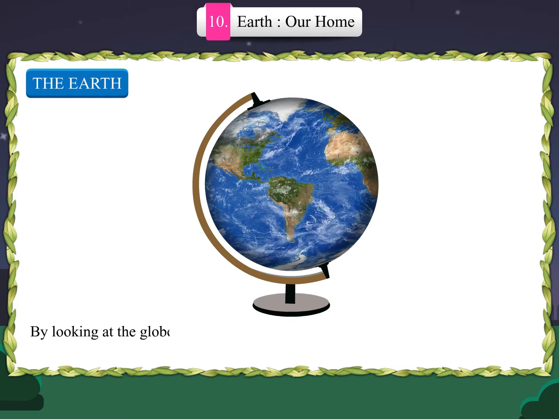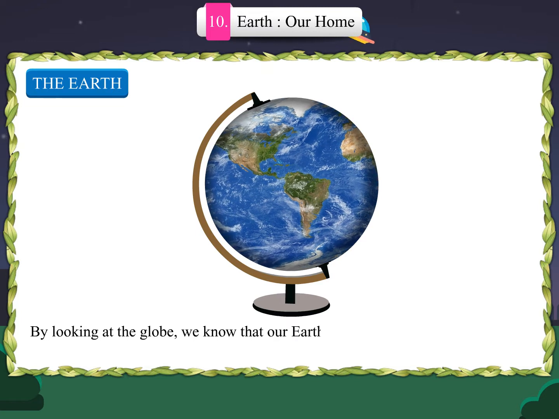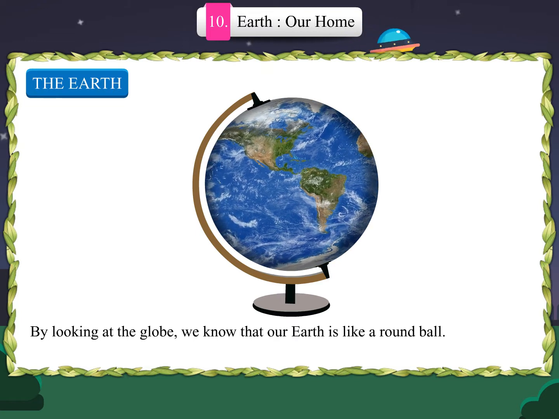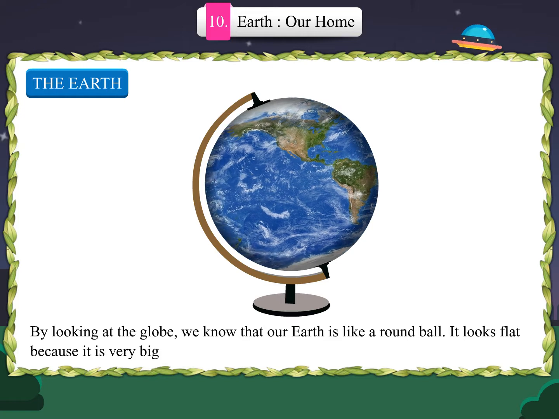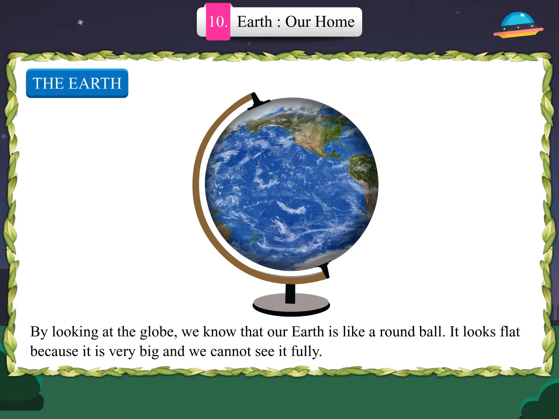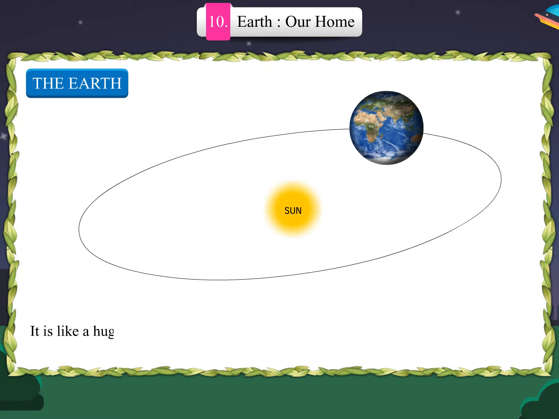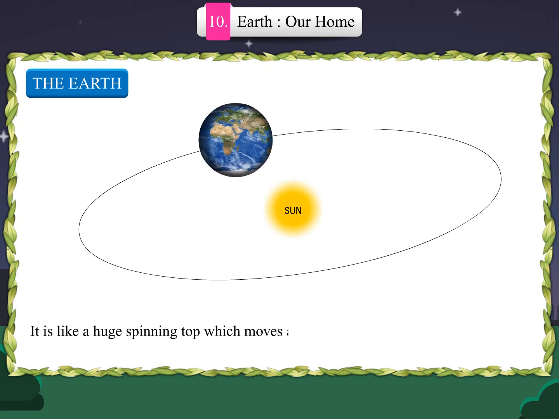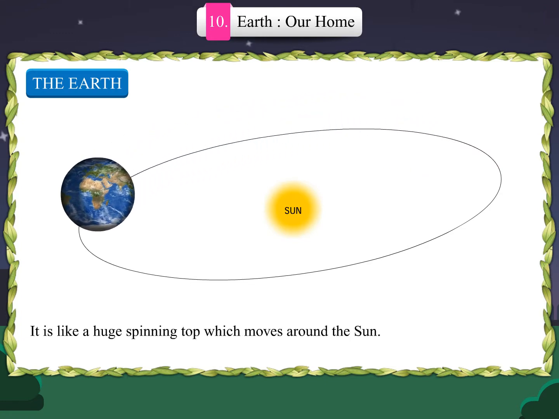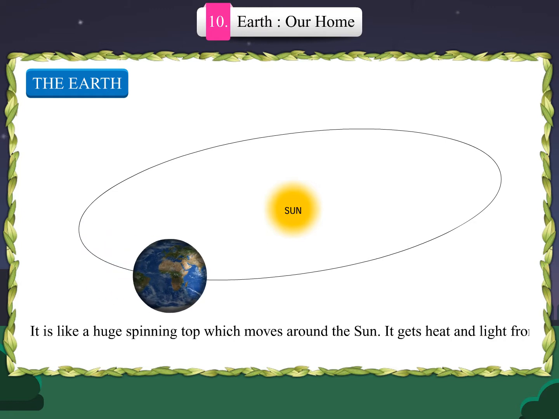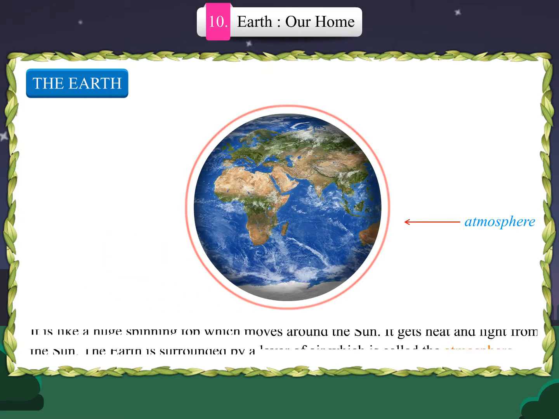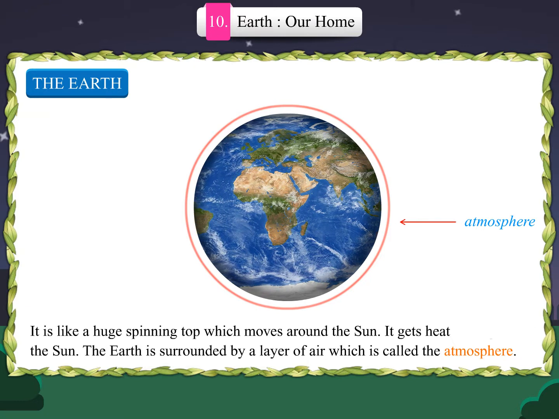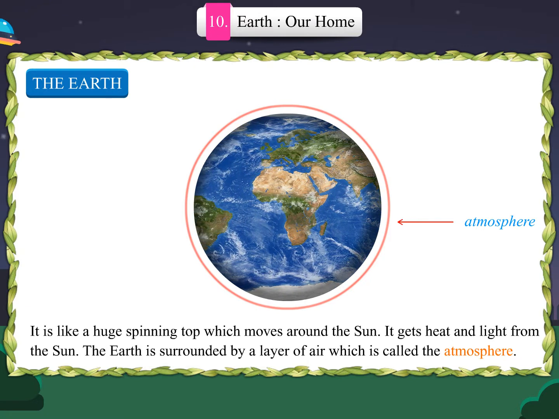By looking at the globe, we know that our Earth is like a round ball. It looks flat because it is very big and we cannot see it fully. It is like a huge spinning top which moves around the sun. It gets heat and light from the sun. The Earth is surrounded by a layer of air which is called the atmosphere.